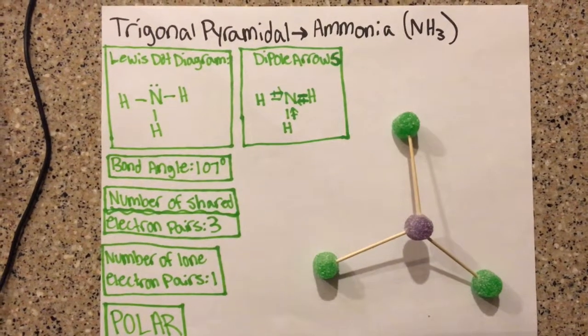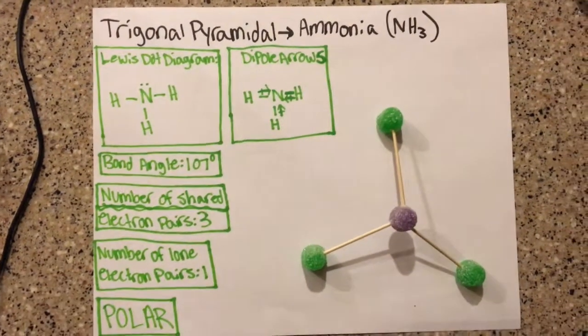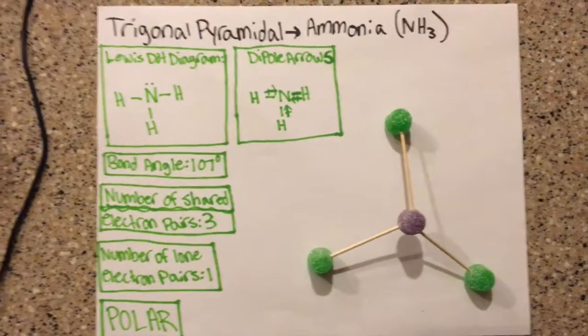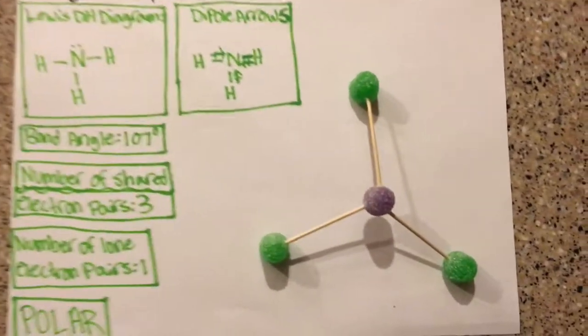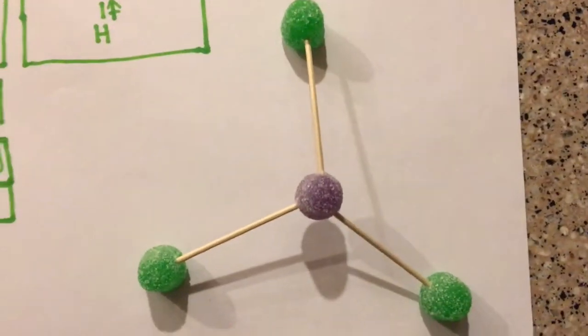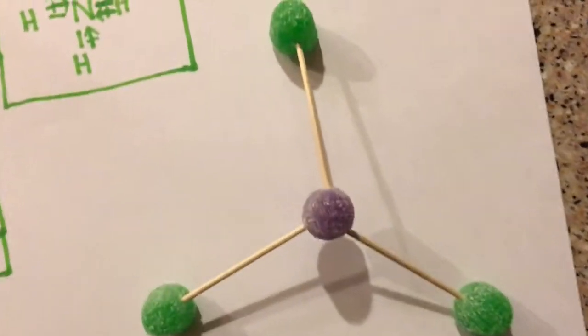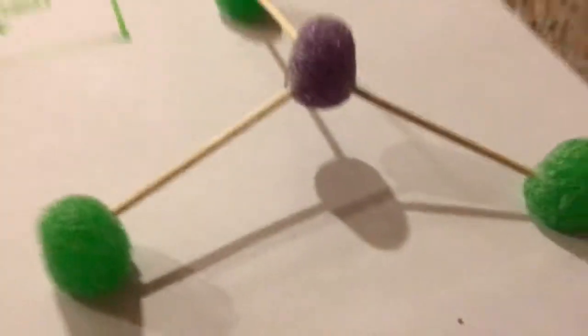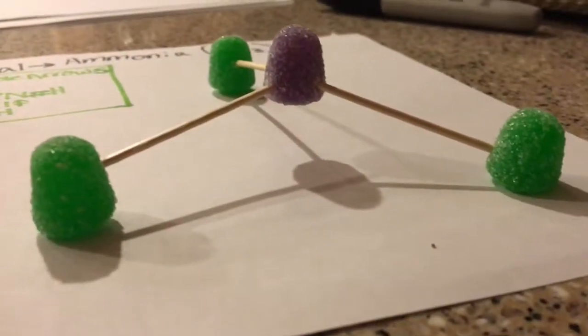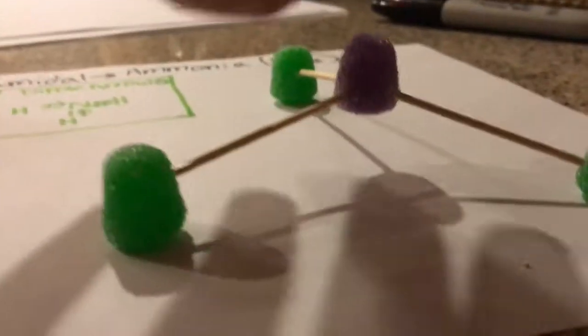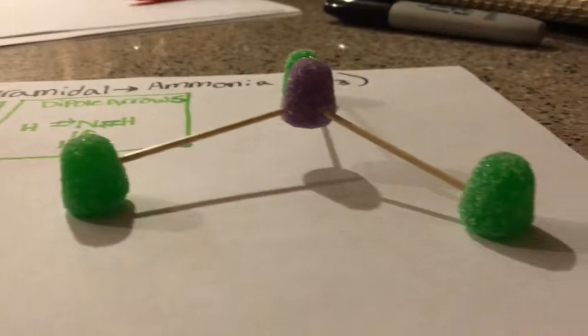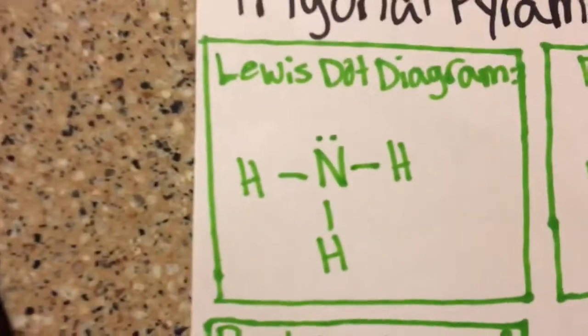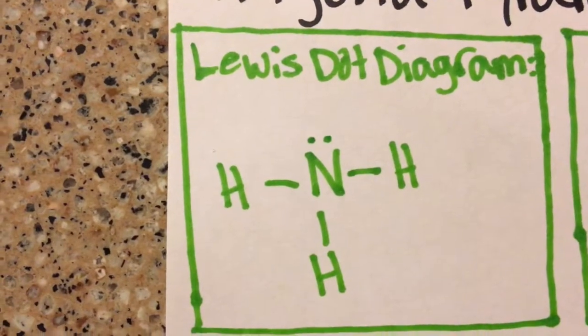For my trigonal pyramidal molecule, I did ammonia, which is NH3. And this is my picture. It's important to see that it is not directly on the ground. It is slightly angled upward, instead of this, it's up like this. The Lewis dot diagram looks like this. There's 1 lone pair on it.